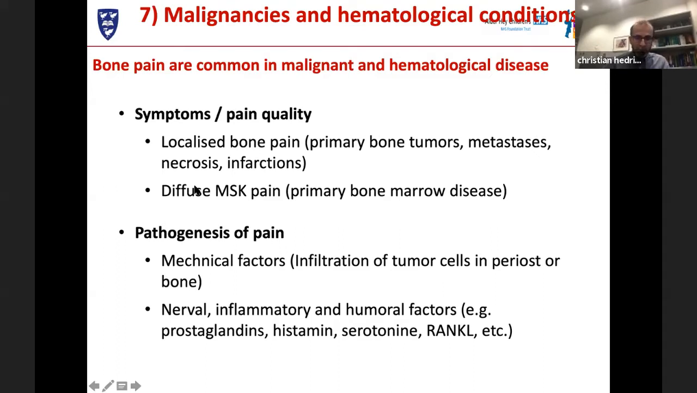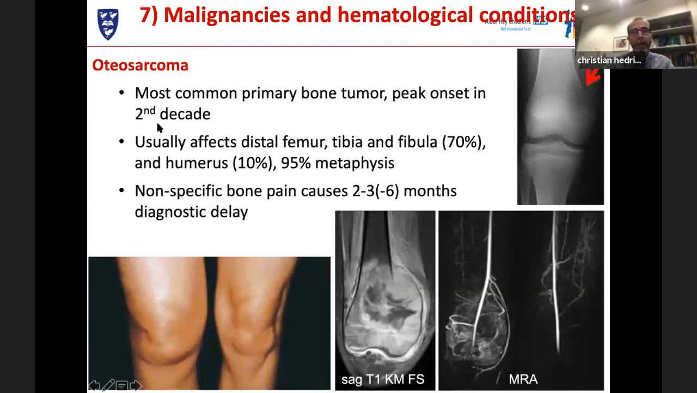The pathogenesis of pain is not completely clear. There may be mechanical factors through infiltration of tumor cells into the periost or the bone, increasing the pressure and therefore resulting in pain. Nerval pain, inflammatory or humoral factors may play a role, especially prostaglandins, which are being released by some tumors I'll talk about in a couple of minutes. They sensitize pain receptors and therefore trigger pain, as do histamine, serotonin, and also RANK ligand. And RANK ligand actually results in the activation of osteoclasts and increased bone turnover.